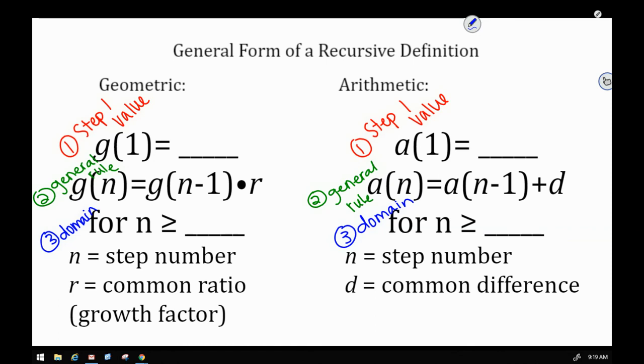Right here, on the arithmetic sequence, it says common difference is also called a rate of change. Rate of change you've heard before when you were talking about slope. Just the common change between each point. Seen that before in a linear function. What does a geometric look like when you graph it? Starts with an E. Exponential. What does arithmetic look like when you graph it? L. Linear. All right.